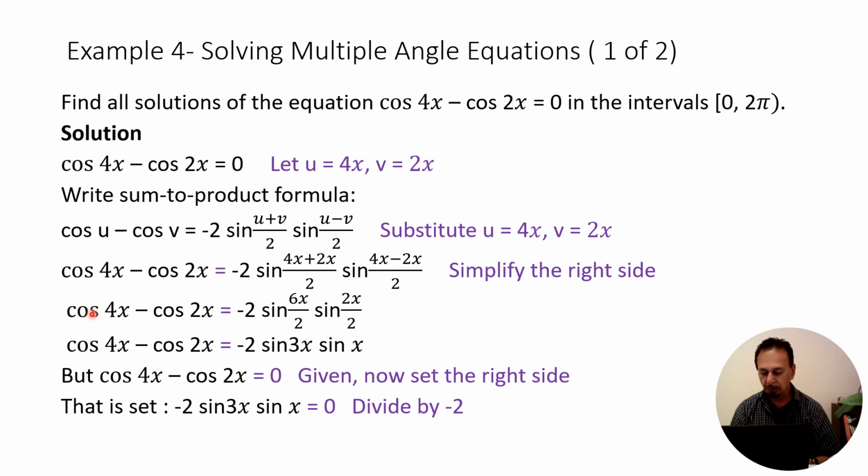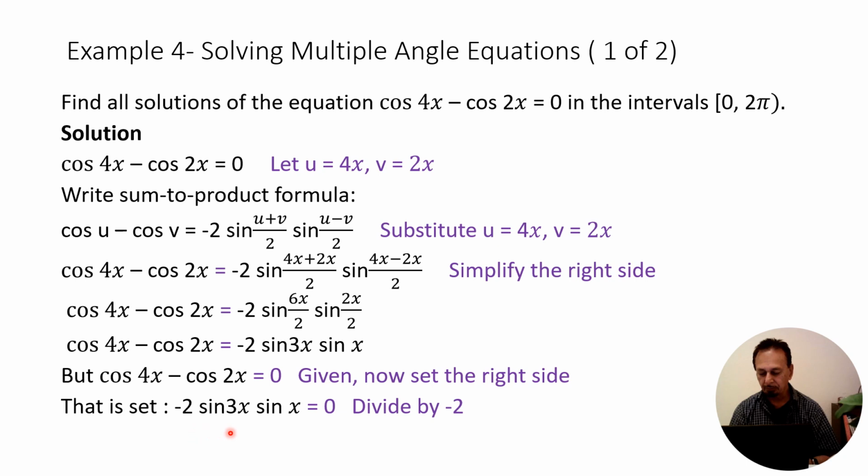We substitute u equal to 4x and v equal to 2x. So this becomes cosine 4x minus cosine 2x equals negative 2 sine of (4x plus 2x) over 2 and sine of (4x minus 2x) over 2. Now we can simplify. So it becomes negative 2 sine 6x over 2, and sine 2x over 2. Further simplifying gives negative 2 sine 3x sine x. But cosine 4x minus cosine 2x equals what? 0.